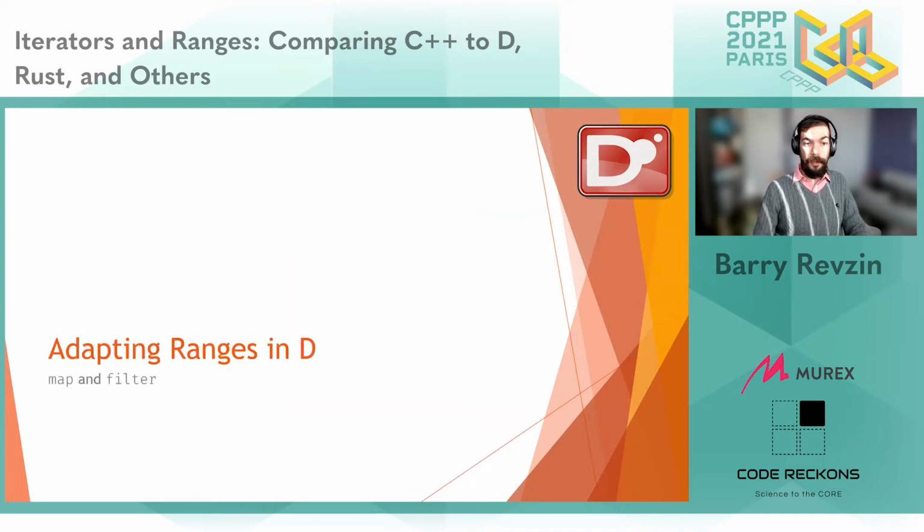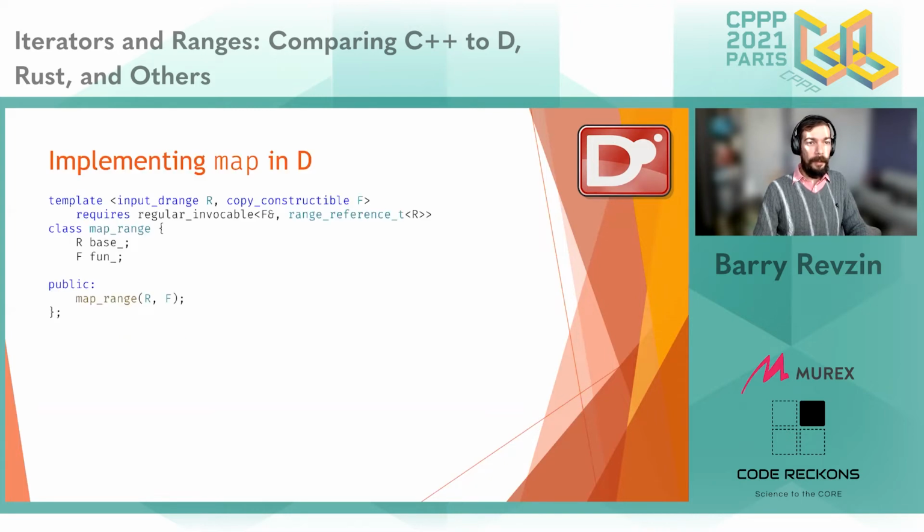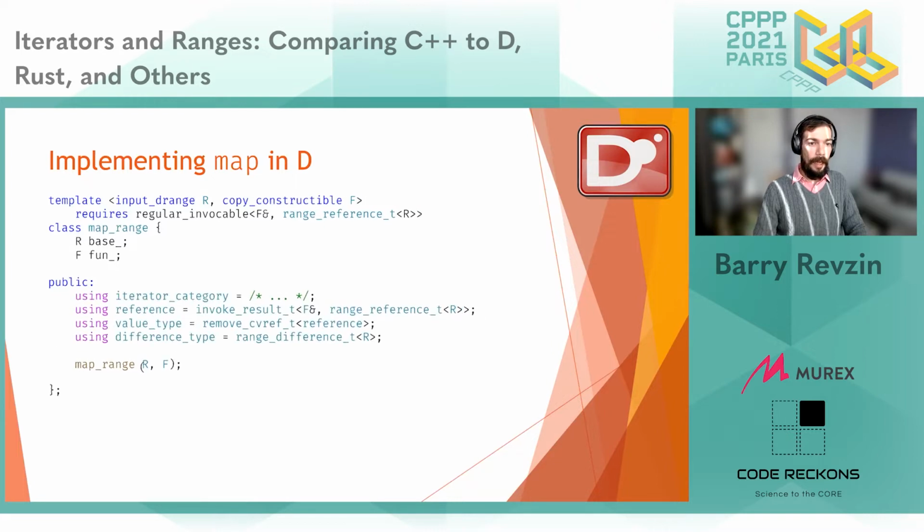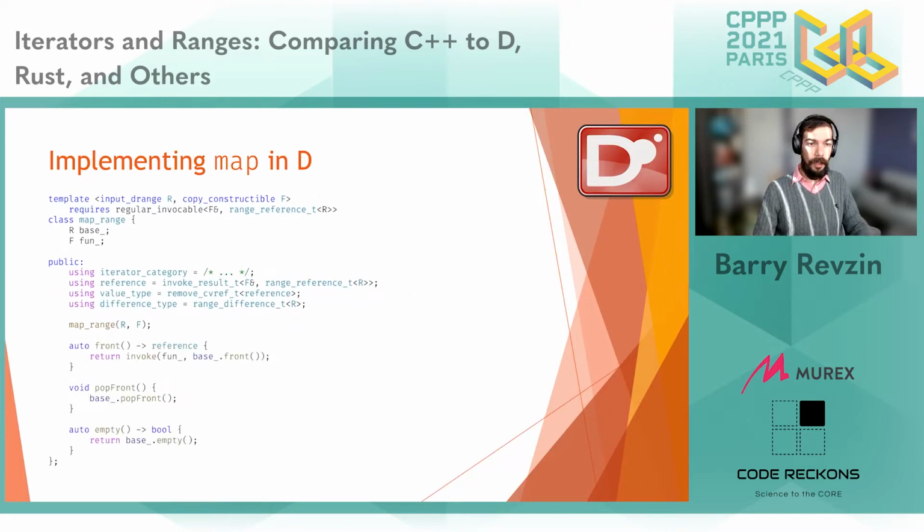So let's go over the same map and filter examples to really help drive in what this model actually looks like. If we implement a map range in D, we again have, of course, the underlying range that we're mapping, and we have the function that we're invoking on every element that we need to construct. And we have to implement our basis operations.